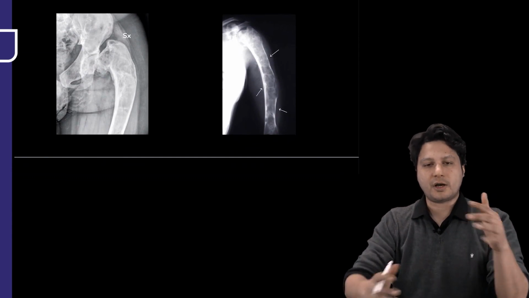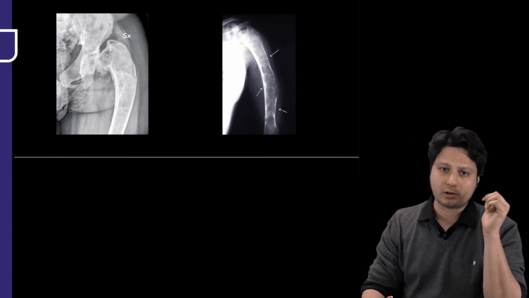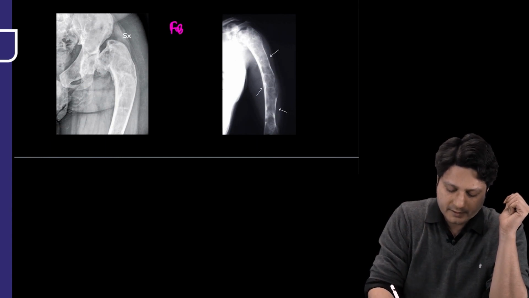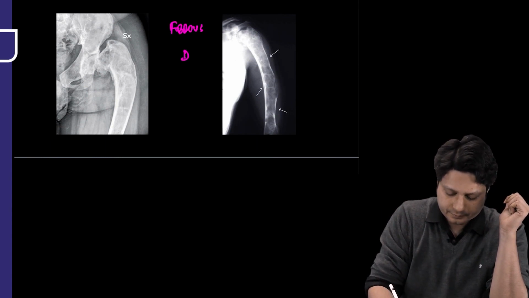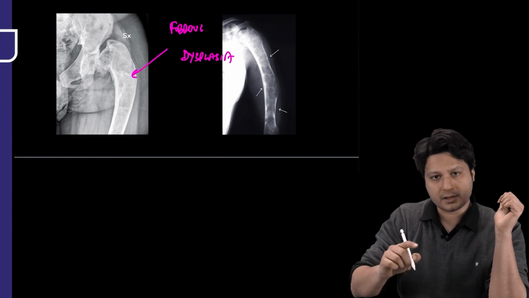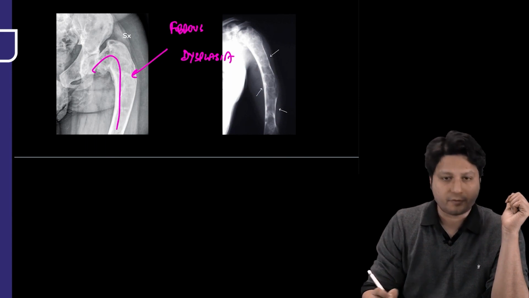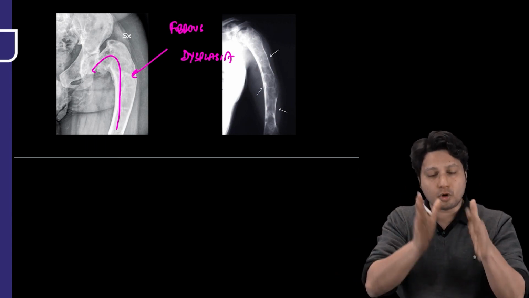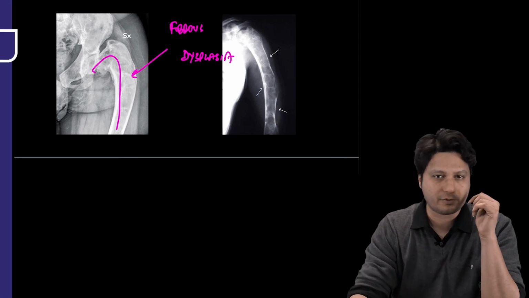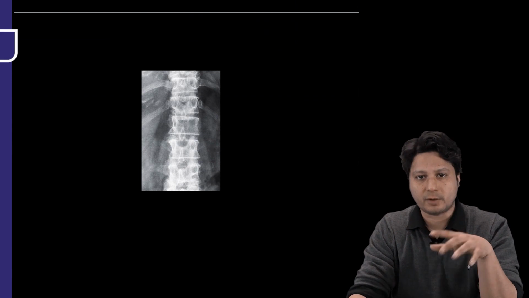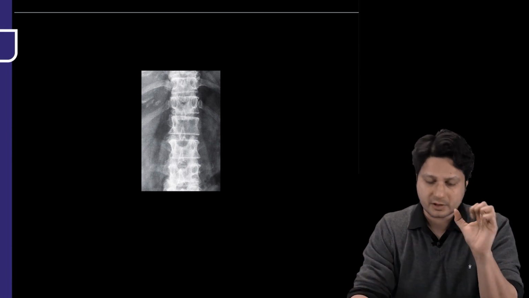All right. Now, Shepherd's crook deformity as well as ground glass appearance, both of them go in favor of fibrous dysplasia. The Shepherd's crook deformity in particular is something they can ask. It appears like the stick of a shepherd. It is seen more commonly in the proximal end of the femur. So Shepherd's crook deformity as well as ground glass appearance, both go in favor of fibrous dysplasia.